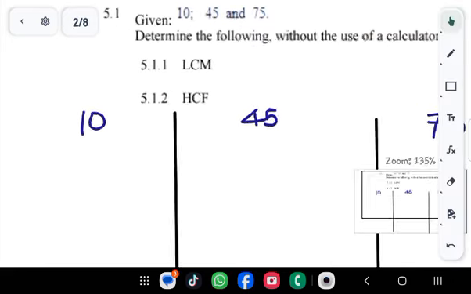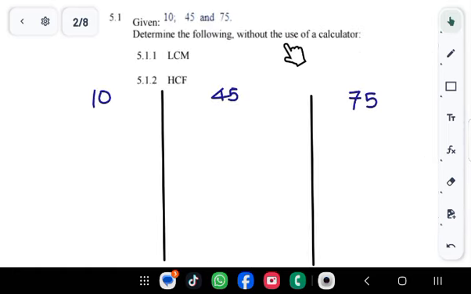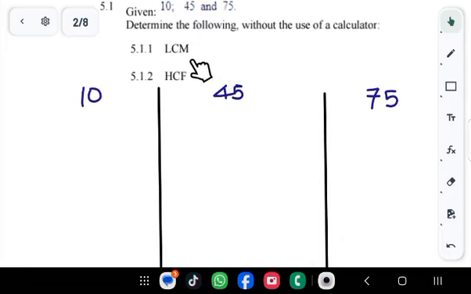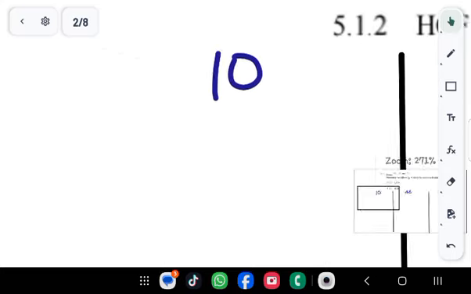Next question. Given 10, 45, and 75, determine the following without using a calculator. I'm not going to use a calculator. If you do use a calculator, it's to figure out what the factors are. So the lowest common multiple and the highest common factor.